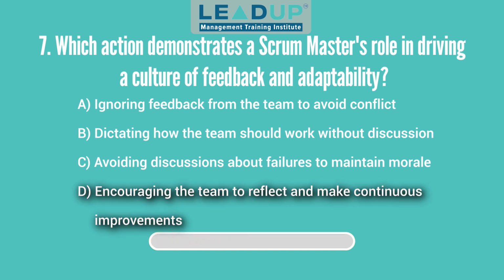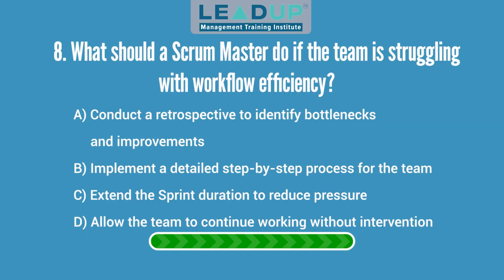Answer: encouraging the team to reflect and make continuous improvements. Question 8. What should a Scrum Master do if the team is struggling with workflow efficiency? A. Conduct a retrospective to identify bottlenecks and improvements. B. Implement a detailed step-by-step process for the team. C. Extend the sprint duration to reduce pressure. And D. Allow the team to continue working without intervention.